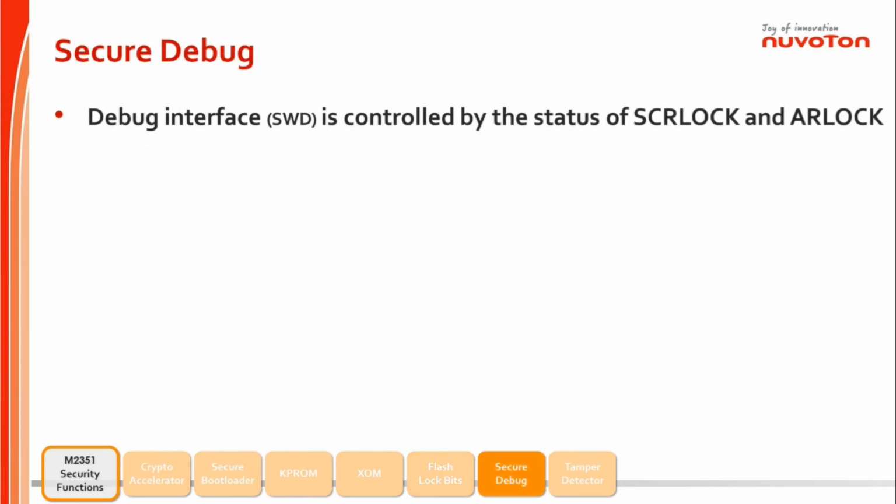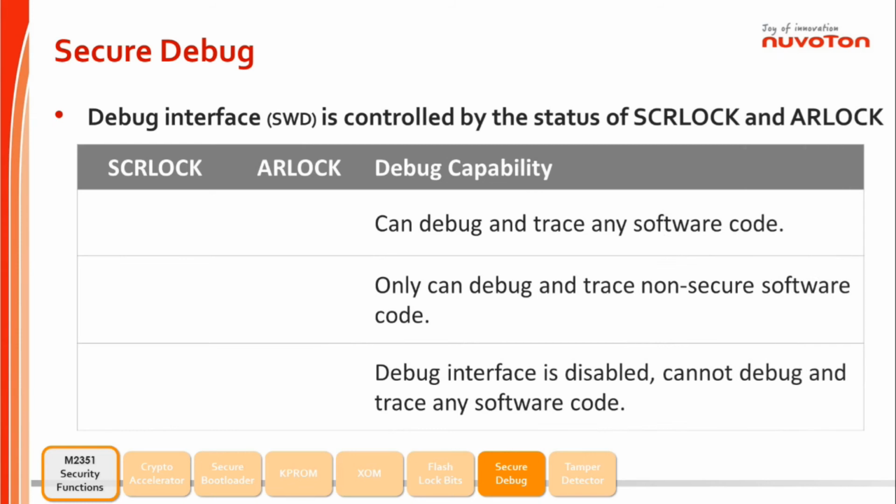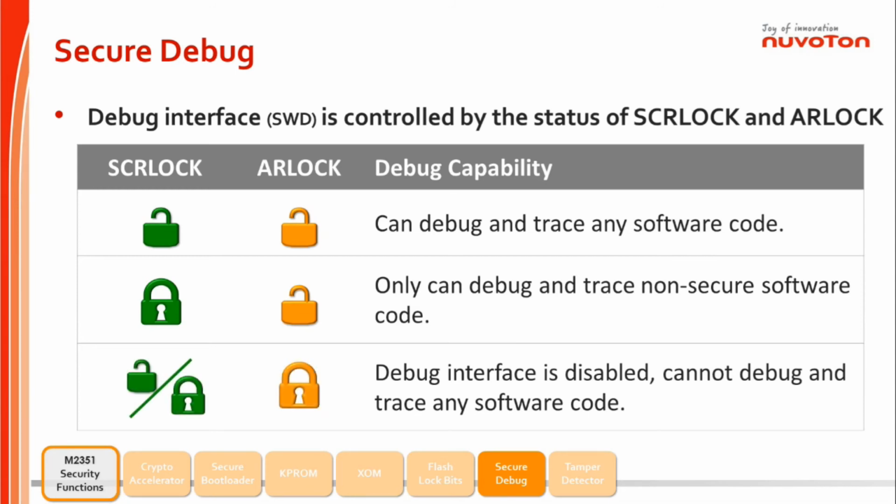The debug interface is controlled by flash lock bits. If both flash locks are unset, debug interface is enabled. User can debug and trace any software code. If SCR lock is set and AR lock is unset, the debug interface is conditionally enabled. User can only debug and trace non-secure code. If AR lock is set, the debug interface will be disabled.